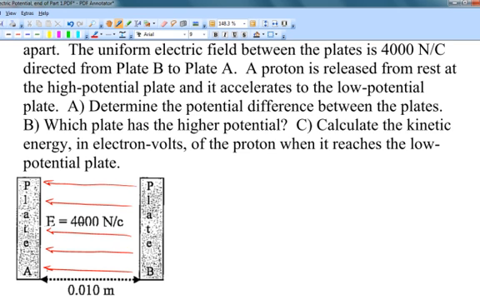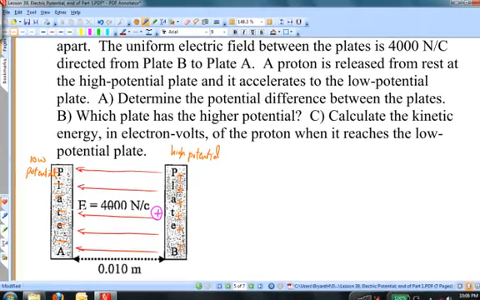So the higher potential plate has got to be plate B. It's got to be the one that has the positive charge on it. I'm going to indicate the charge, and then I'm going to put the proton in there so that we can see what's happening. Now they tell me what the electric field is.